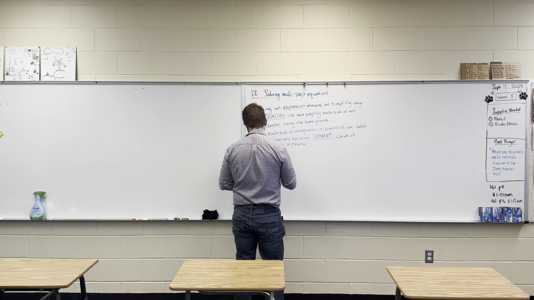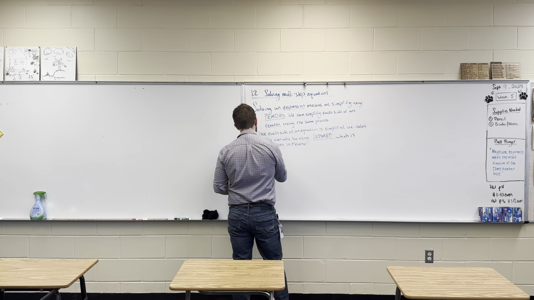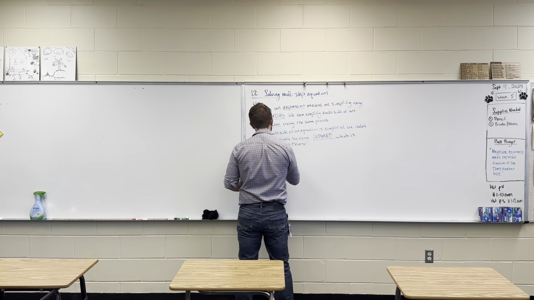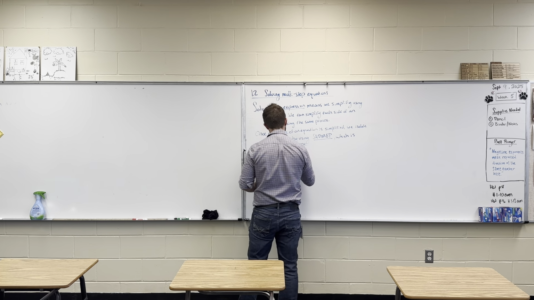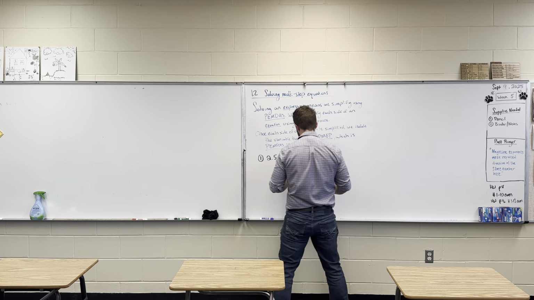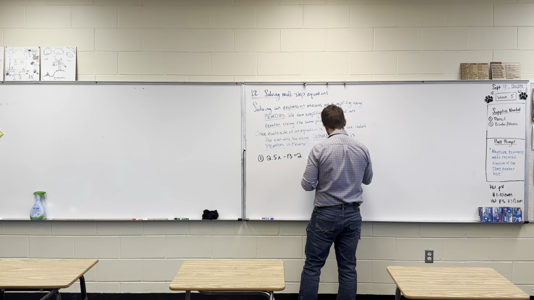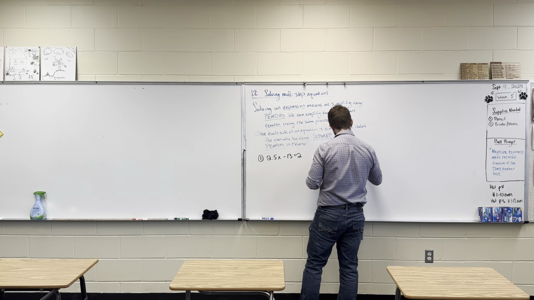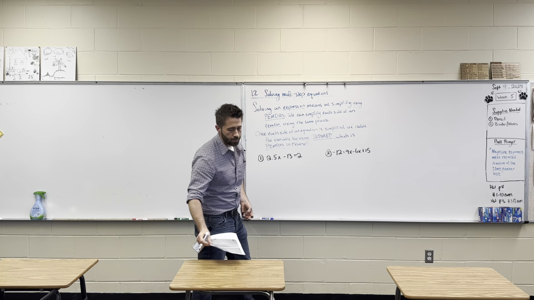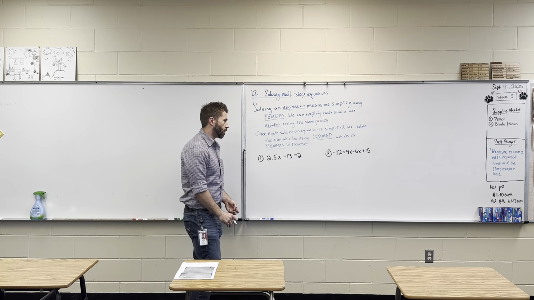Number one, we have 2.5x minus 13 equals 2. And for the second equation that we're working, I have negative 12 equals 9x minus 6x plus 15. Okay, so these are the two equations that we're going to be working.